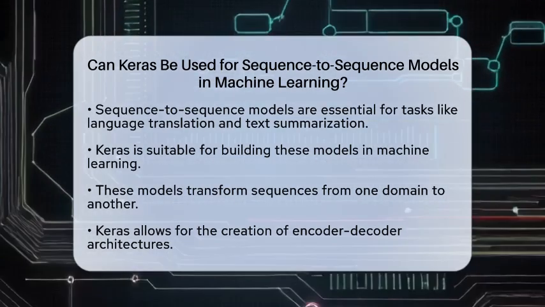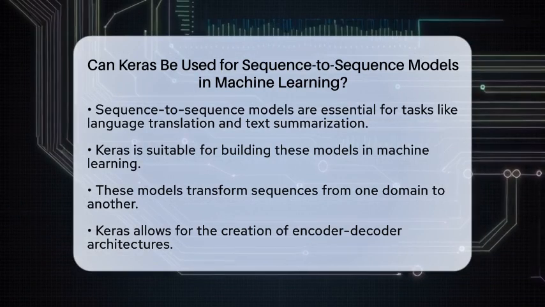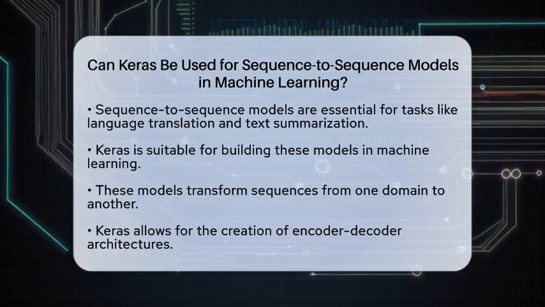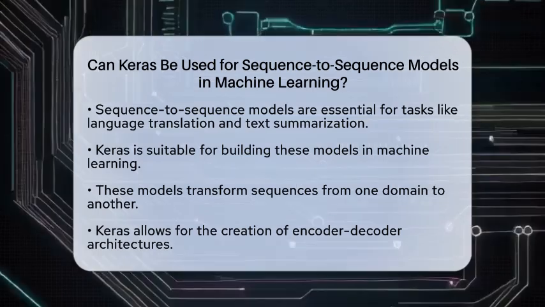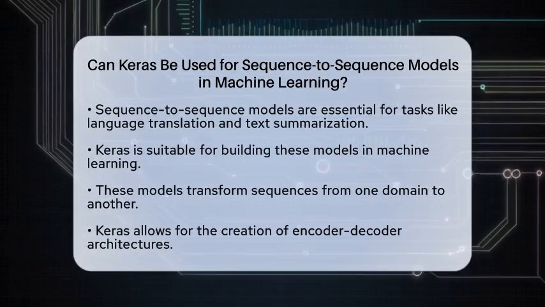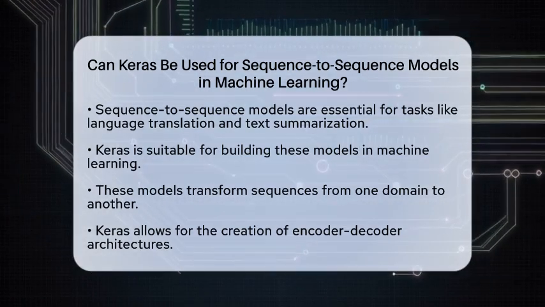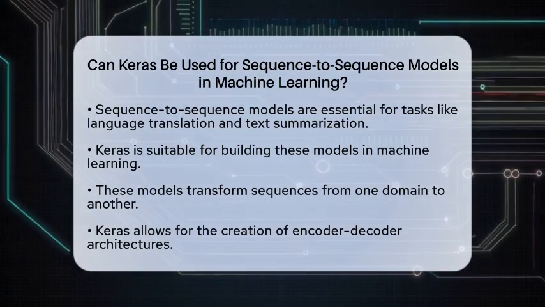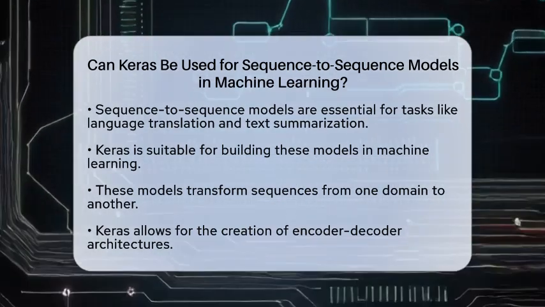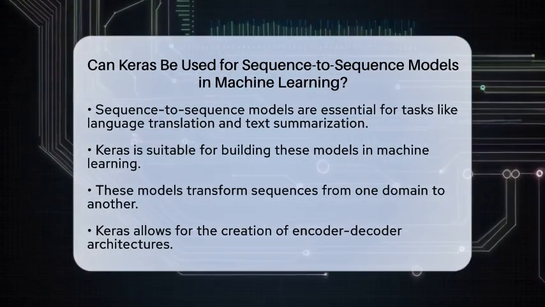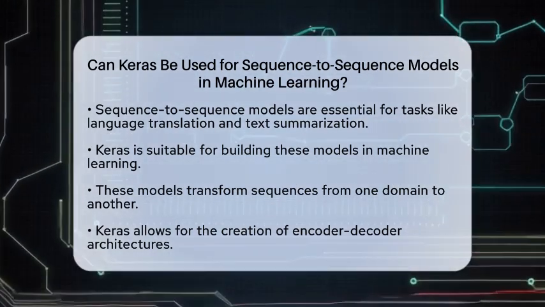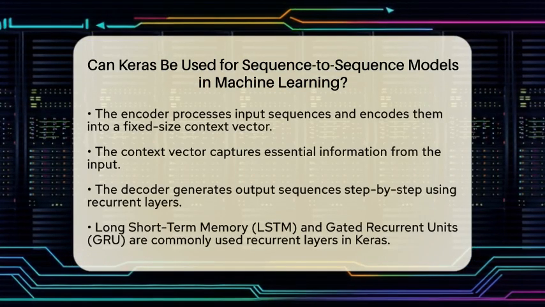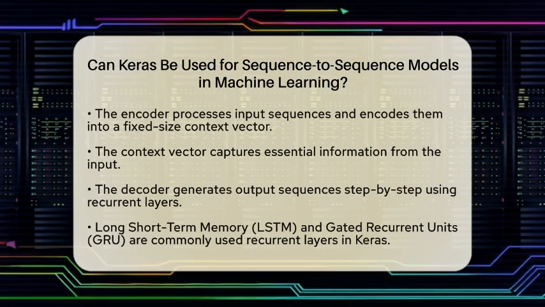These models are designed to transform sequences from one domain into sequences in another. They are widely used for tasks such as machine translation, text summarization, and conversational artificial intelligence. Keras provides a flexible application programming interface that makes it easier to create encoder-decoder architectures. In this setup, the encoder processes the input sequence and encodes it into a fixed-size context vector. This vector captures the essential information from the input.